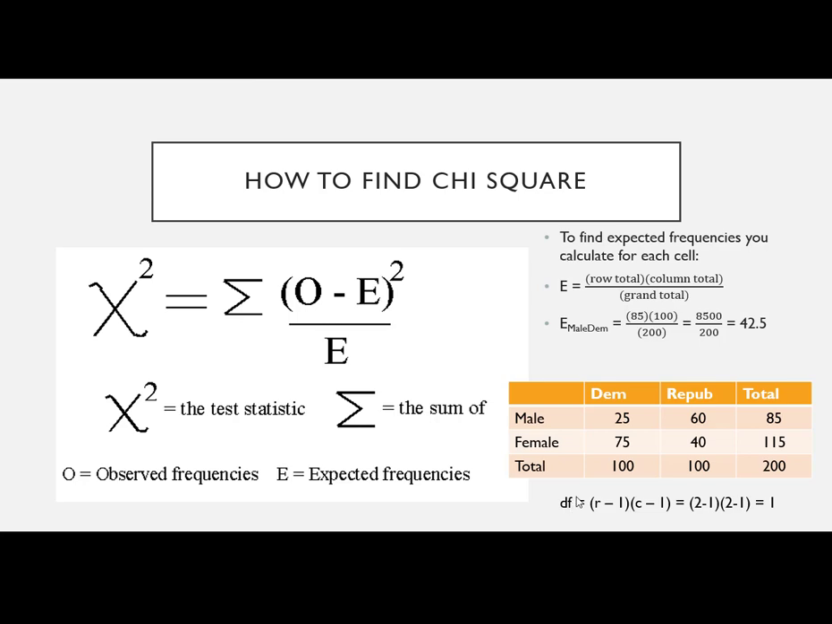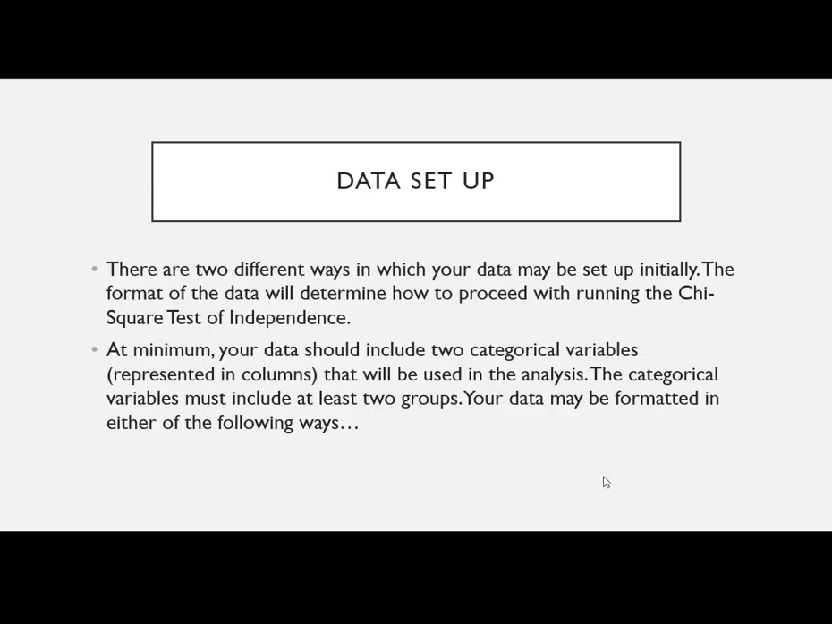Also note that the way you find the degrees of freedom is that you take the row minus 1 times the column minus 1. Well, here we only had 2 rows and we only had 2 columns, so the degrees of freedom is 1. But you can have more than a 2 by 2 table. You can have 2 by 3 or 3 by 4 or whatever. So the degrees of freedom is calculated this way. There are 2 different ways in which your data may be set up initially.